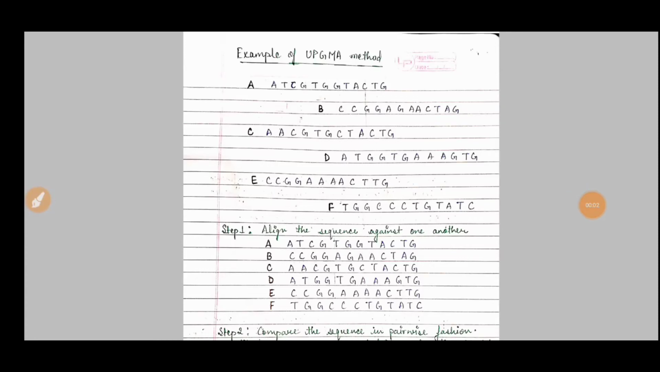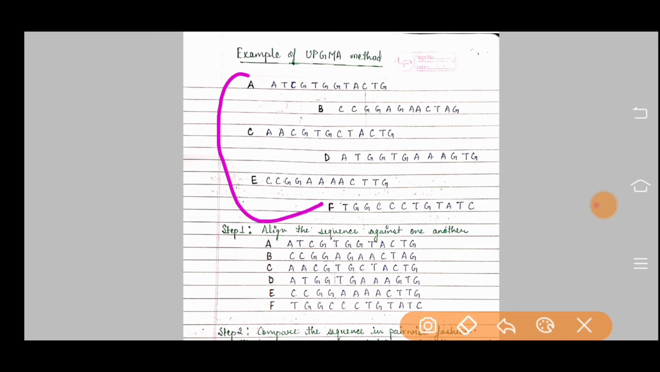So I am going to discuss one example of the UPGMA method. I have taken some random sequences here. With the help of these sequences, I will generate a phylogenetic tree by the UPGMA method to show you how such sequences are related to each other. I have given the names of these sequences A, B, C, D, E and F.